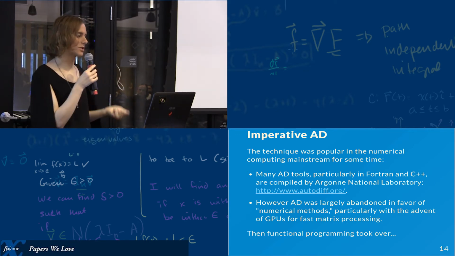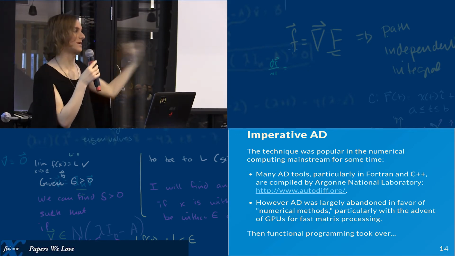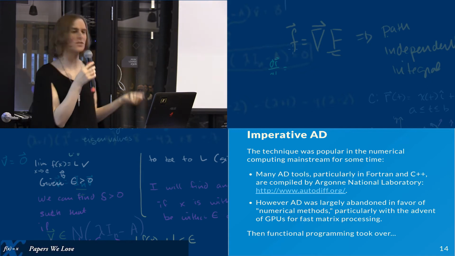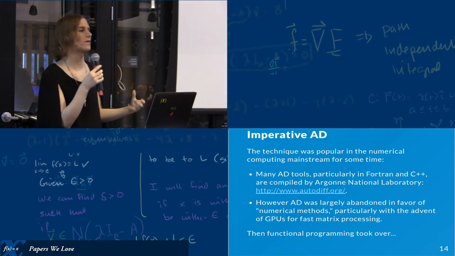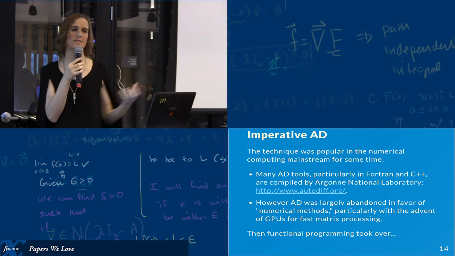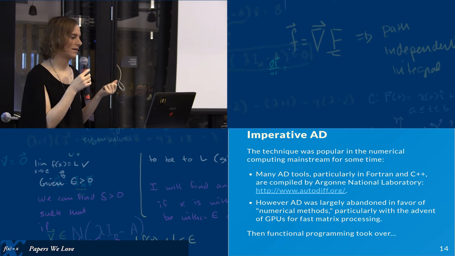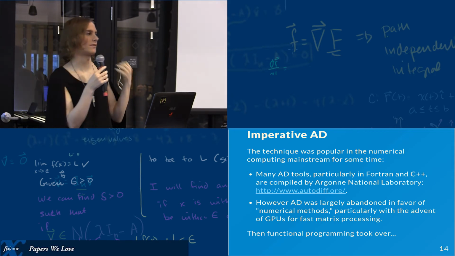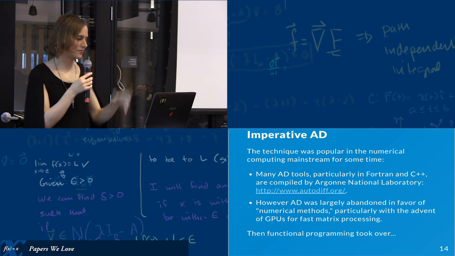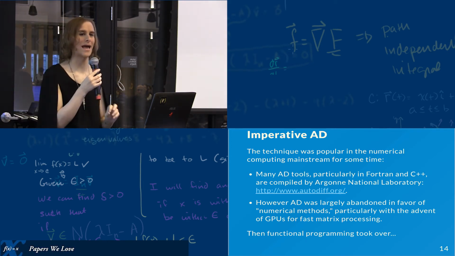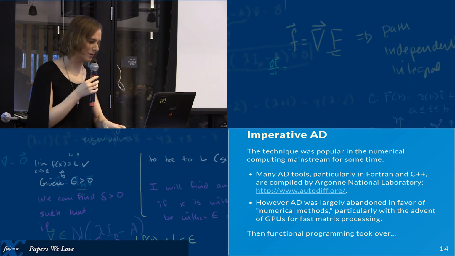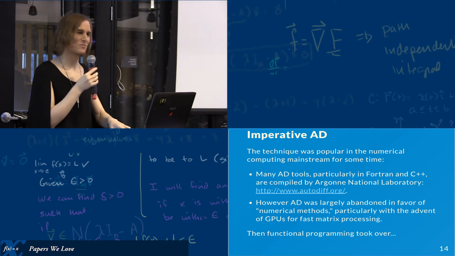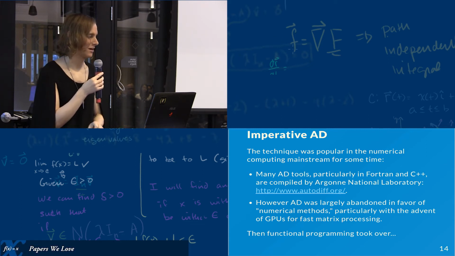But it seems like it was largely abandoned in favor of numerical methods, like we mentioned earlier, approximation, especially with the advent of GPUs, and even before that, just Moore's law and the economy of scale, and it became possible to do those things very quickly. So we'll see at the end how it came back into the mainstream of numerical computing. But for a long period of time, it was kind of this trick in the functional programming ghetto.